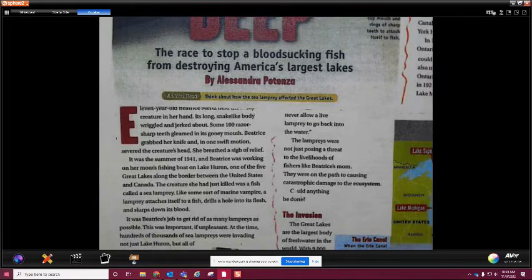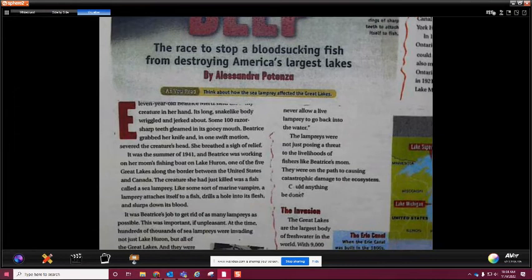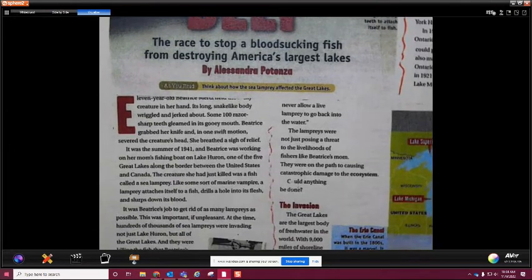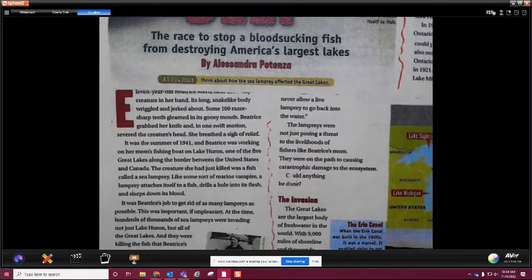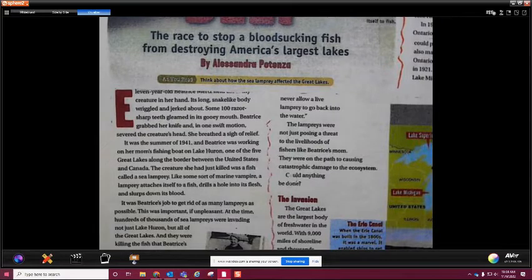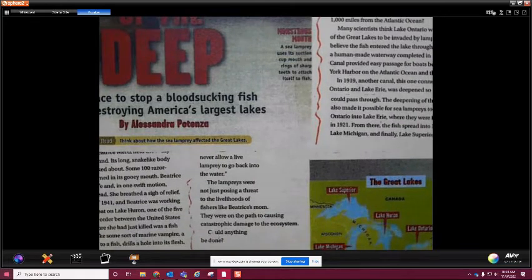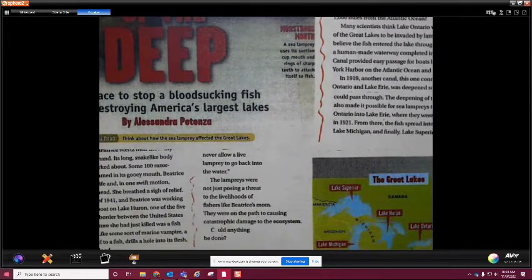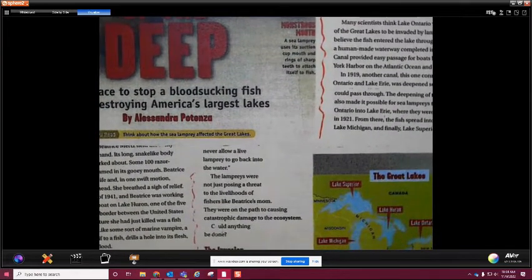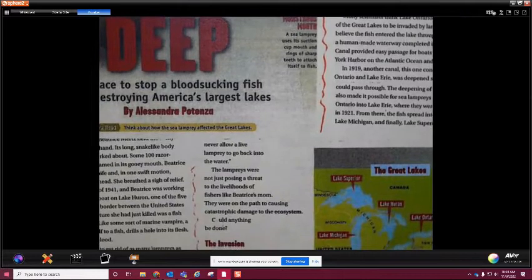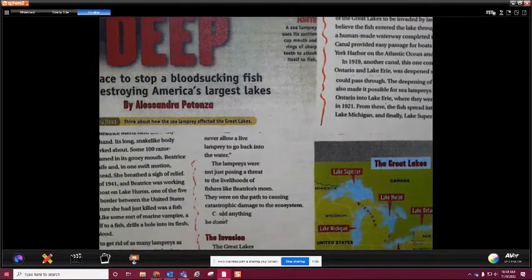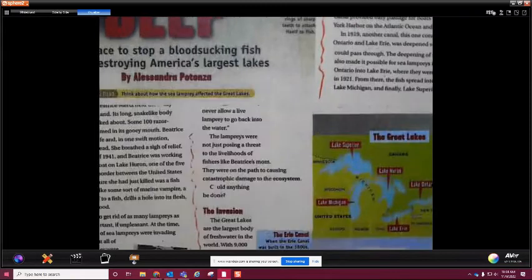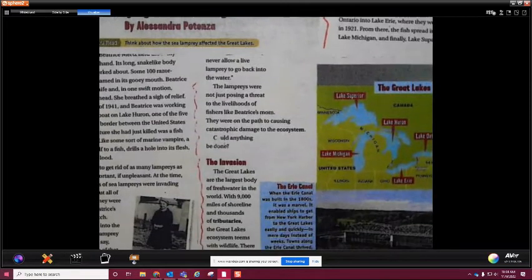At the time, hundreds of thousands of sea lampreys were invading not just Lake Huron, but all the Great Lakes. And they were killing the fish that Beatrice's mom was trying to catch. "When a fish came into the boat and there was a lamprey on it, my mom would say, 'Beatsy, you take care of that lamprey,'" Beatrice remembers. "She would never allow a live lamprey to go back into the water." The lampreys were not just posing a threat to the livelihoods of fishers like Beatrice's mom. They were on the path to causing catastrophic damage to the ecosystem. Could anything be done?